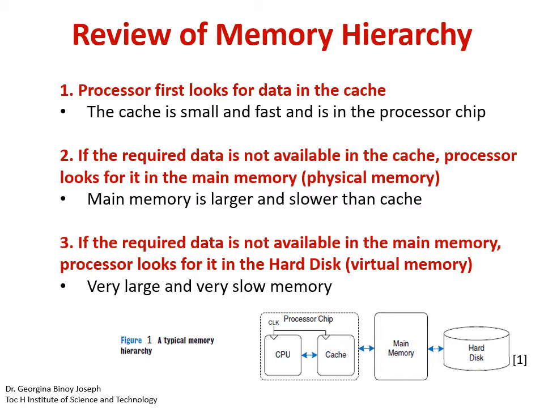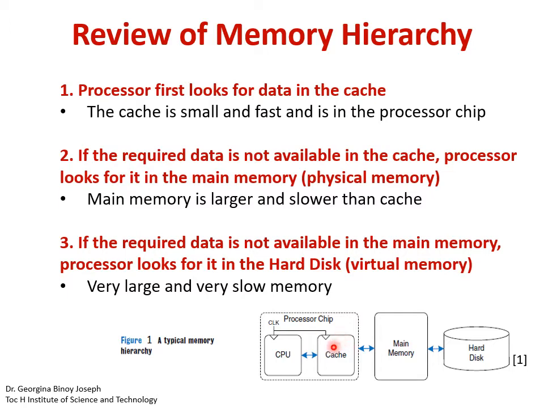If you all remember this picture from module 5, this figure shows the various memories arranged in the form of a hierarchy. The first level of the hierarchy is the cache memory. The cache memory is sitting in the same chip as the processor, very close to the CPU. So the cache is a small and fast memory inside the processor chip, and the time required to access data from the cache is very, very low.